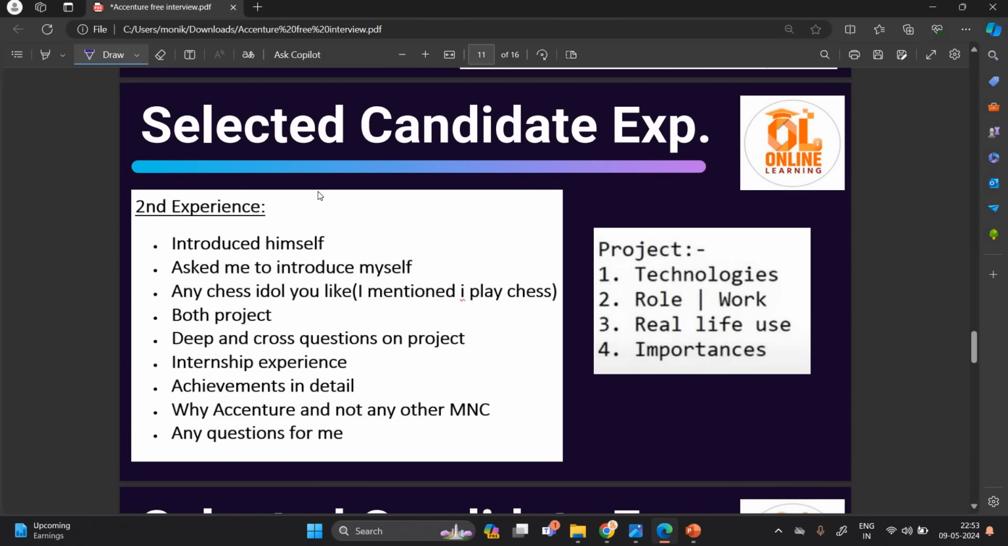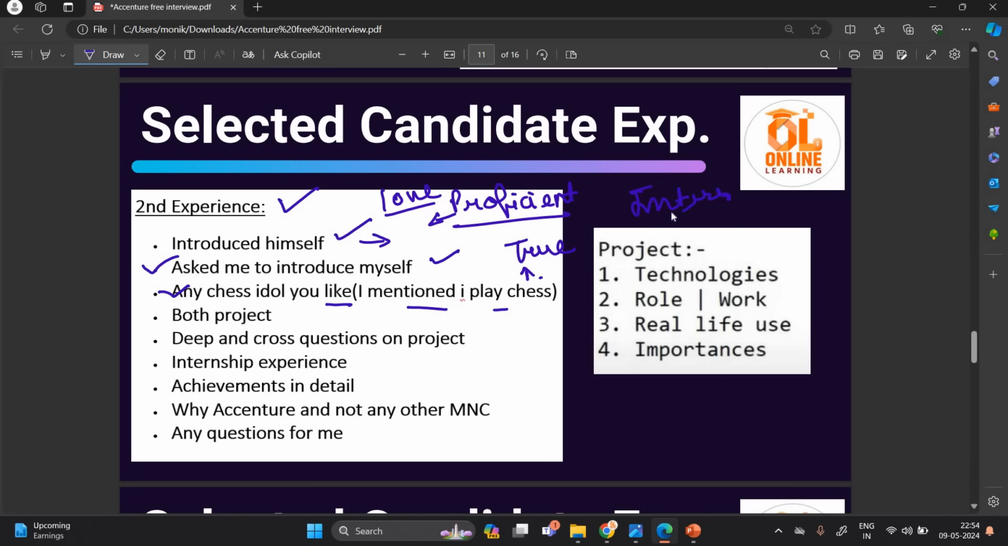Let's discuss the second experience. The interviewer introduced himself and asked me to introduce myself. Any chess idol you like? I mentioned I play chess. That is one of the most important points. The point is true. Suppose you are proficient in cricket, or in anything that you love, an interest you have. Your interest in a particular subject and in a particular sport, you have to mention that. So the next question will be related to that.